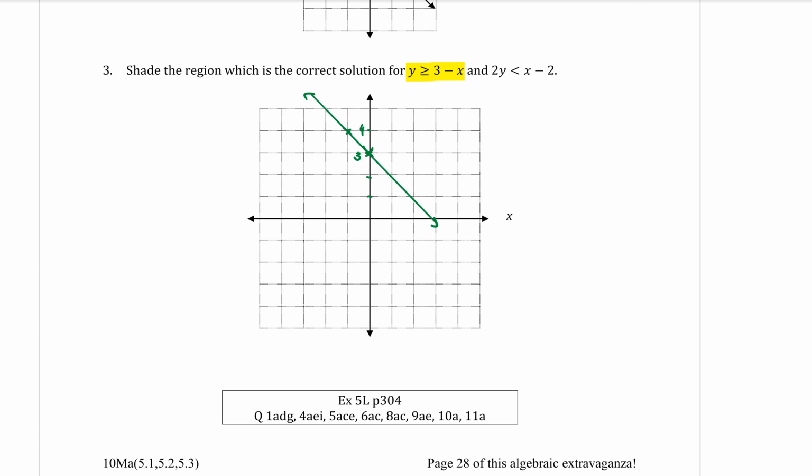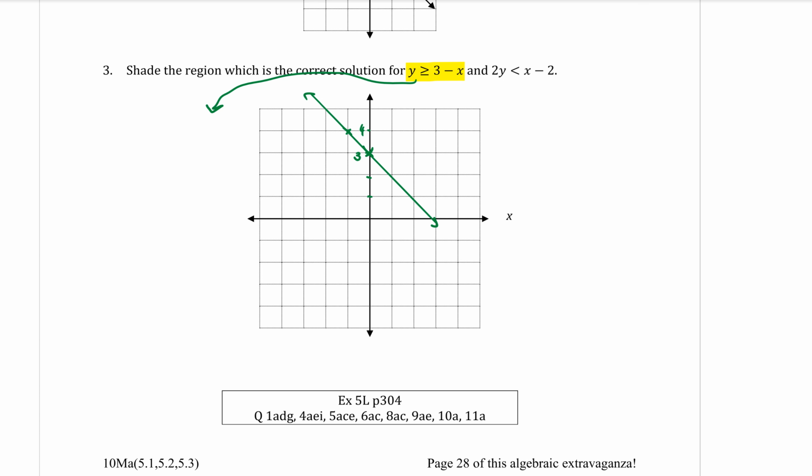Okay. Before we move on to the second line, we've drawn the first one, but we still have to work out what side of the line to shade. So we now test a point. Any point that's not on that line. What should I choose? 0, 0. You chose my favourite. Okay, so I'm going to do that over here. Do my working out. Show what I'm doing.